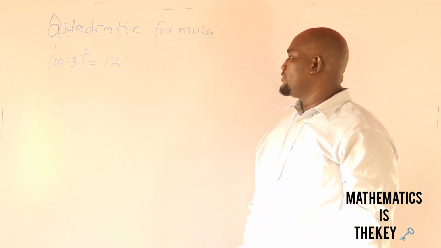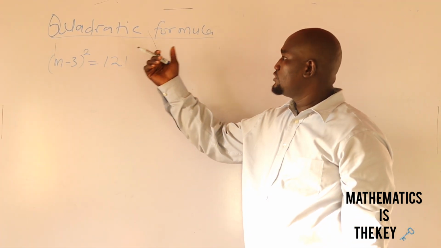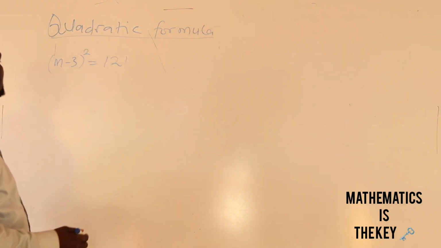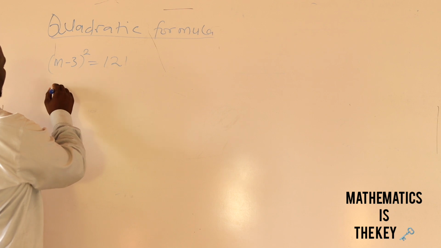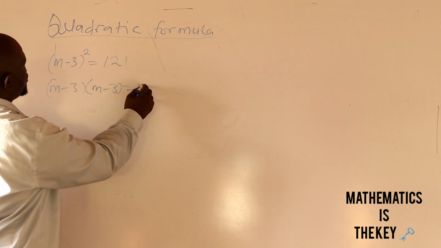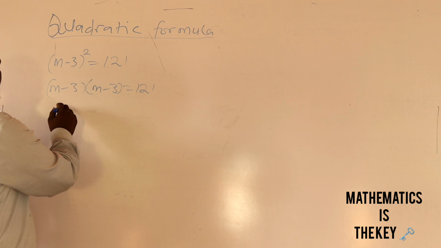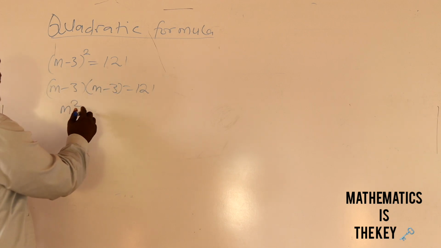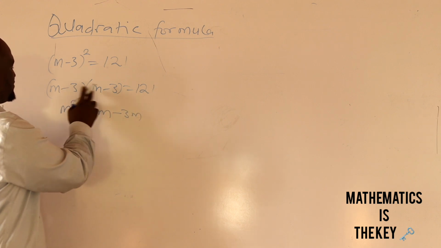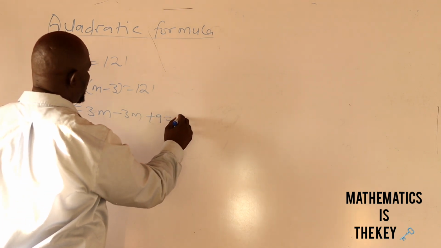In this example, we have m minus 3 all squared is equal to 121. We have to solve the quadratic equation using the quadratic formula. First thing we need to do is expand this bracket. m minus 3 squared is the same thing as m minus 3 times m minus 3, and is equal to 121. So m times m is m squared. m times minus 3 is minus 3m. Minus 3m, then minus 3 times minus 3 is plus 9. So we have plus 9 is equal to 121.